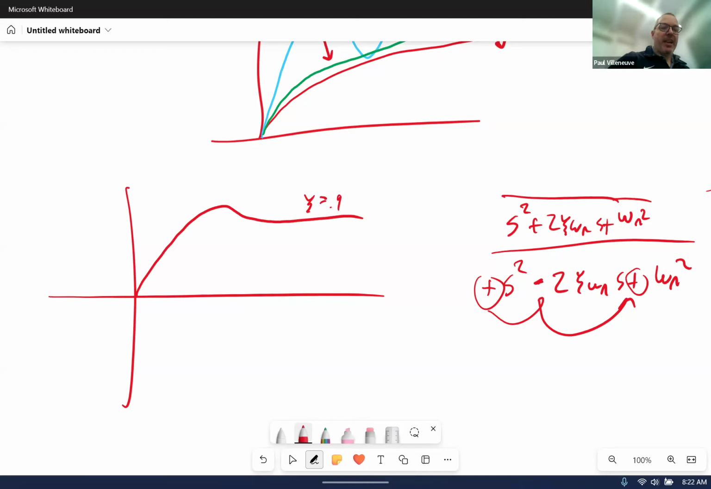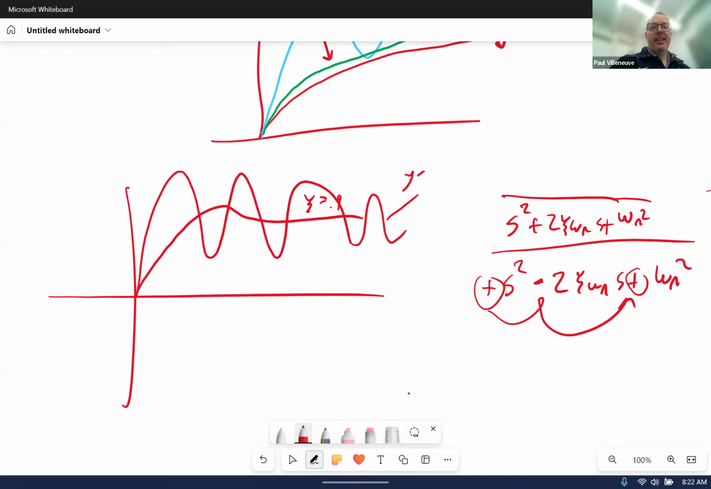we get that characteristic here. But then if we have this, over time, this is zeta equals 0.1. So its oscillatory frequency is much higher, much faster, and it oscillates higher, but you can see that it reaches its peak faster than this one does. And the reason why it reaches its peak faster is because of the oscillation frequency.